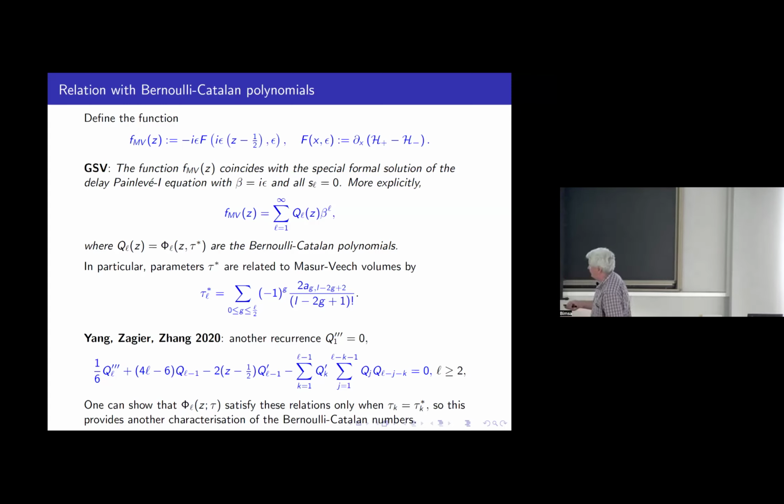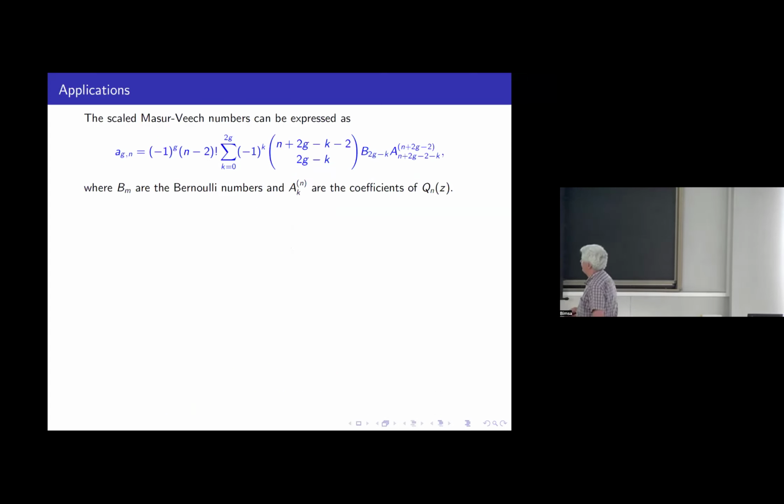So, but if you use the second relation of de Young, Zagier, and Zhang, then you have this uniquely defined T L star and for QL, right? So these Bernoulli-Catalan numbers are real, and yeah.